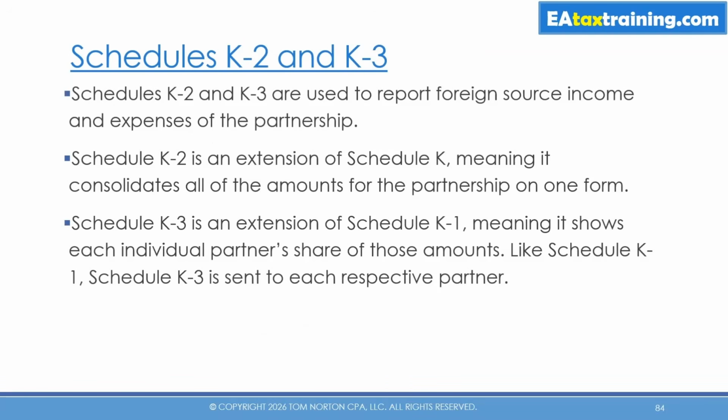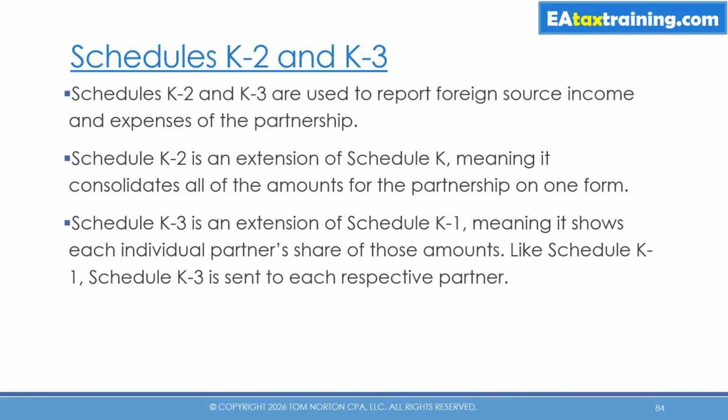Then we have Schedules K2 and K3. These deal with items of foreign income and expense. So Schedules K2 and K3 are used to report foreign source income and expenses of the partnership. Schedule K2 is an extension of Schedule K, meaning it consolidates all of the amounts for the entire partnership on one form. So Schedule K includes domestic and foreign source income and expenses. Schedule K2 just breaks out the foreign source income and expenses.